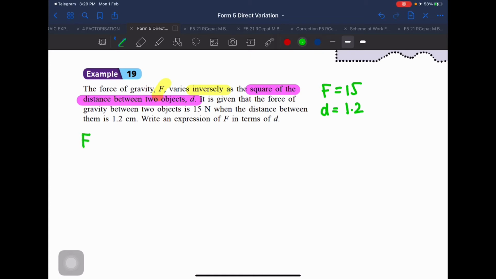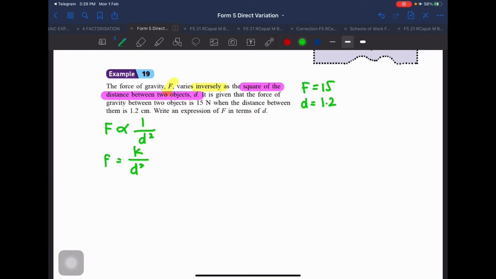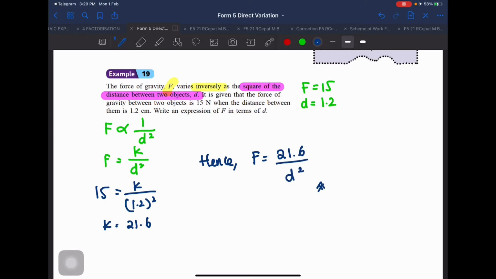From the question, we need to write this equation. F varies inversely, so 1 over the square of distance, so D square. Next change it into equation, so F is equal to K over D square. Find the value of K by substituting in the given information from the question. So we have F is 15, K over 1.2 square. You press your calculator, so K is equal to 21.6. Hence F is equal to 21.6 over D square. I hope you understand my explanation for this example.